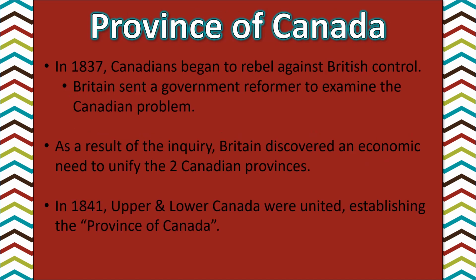So in the province of Canada in 1837, Canadians began to rebel against British control, and they began to make some sort of province of Canada and Canadian provinces, because in 1841 those provinces became united, meaning to say there is no Ontario, there is no Lower Canada or Upper, but there is only one Canada at all.